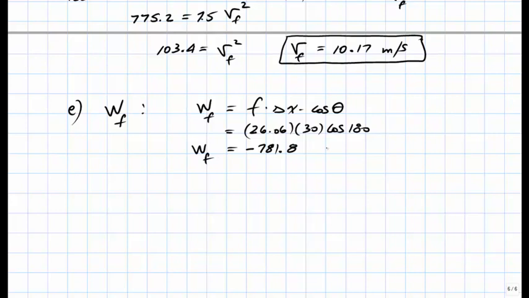And the units for work, of course, are joules. Now, what does the negative sign mean in front of the 781? Well, it means that friction is opposing the displacement of the block.